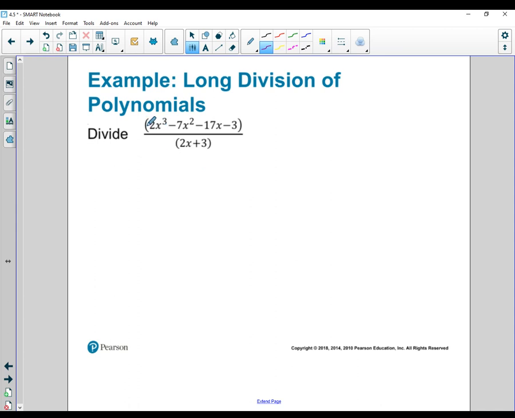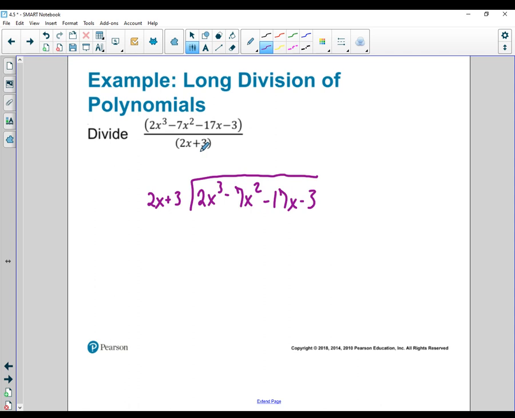So we have 2x cubed, all that, divided by 2x plus 3. So 2x cubed minus 7x squared minus 17x minus 3 is the dividend that's under this. And then 2x plus 3 is the divisor. And we need to figure out what this divided by this is.